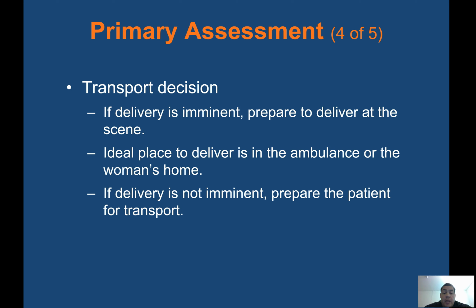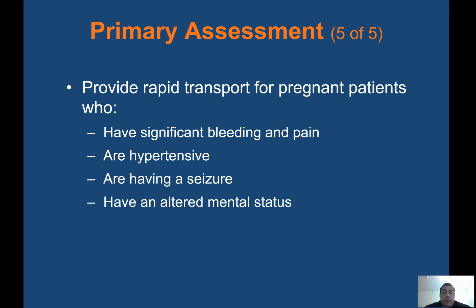Transport decision. If delivery is imminent, prepare to deliver at the scene. The ideal place to deliver is in the ambulance or the woman's home. If the delivery is not imminent, prepare the patient for transport. Provide rapid transport for pregnant patients who have significant bleeding and pain, are hypertensive, are having a seizure, or have an altered mental status.